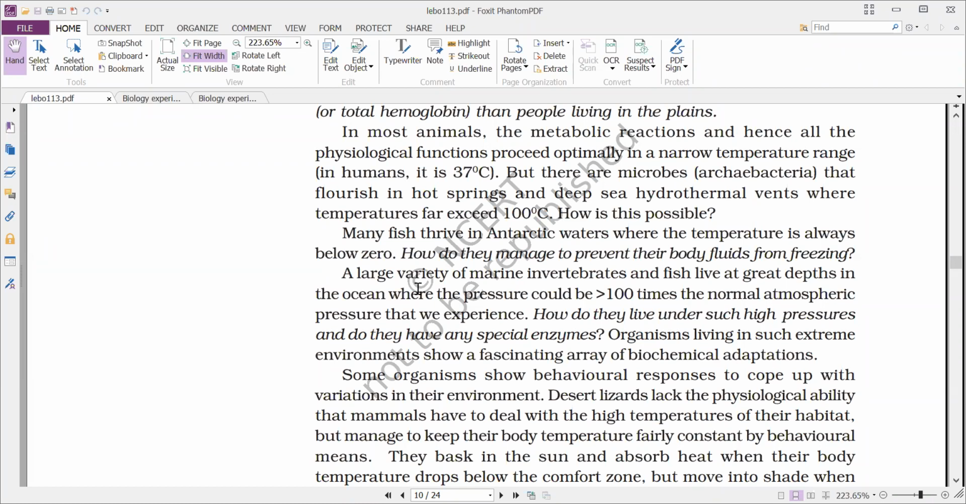All the metabolic activities function only at that temperature. If the temperature is lower than 100 degrees centigrade, they are unable to survive. They are able to survive only at a high temperature. That means the metabolic activities taking place in these organisms work at that high temperature only.